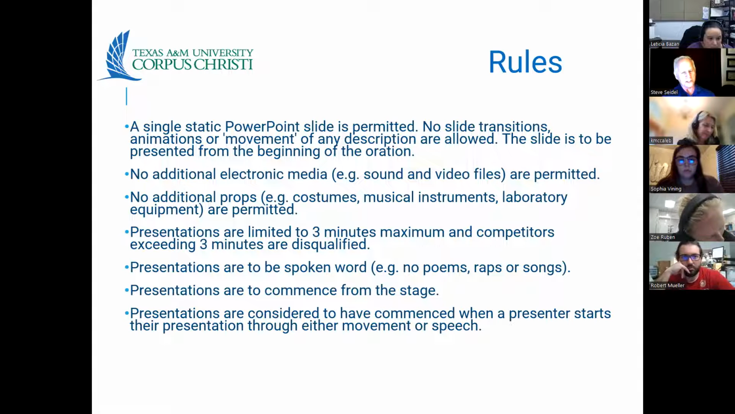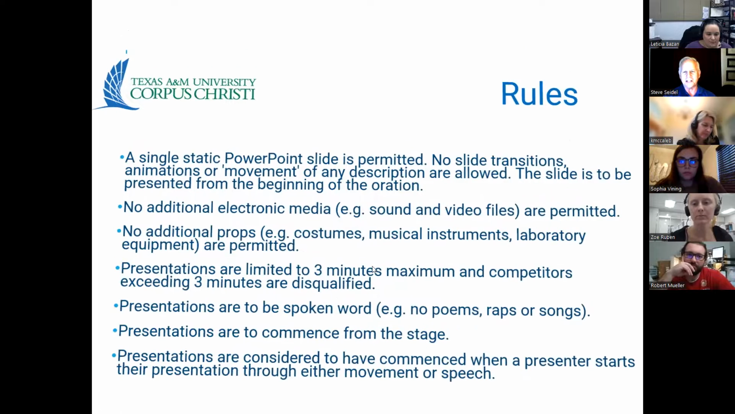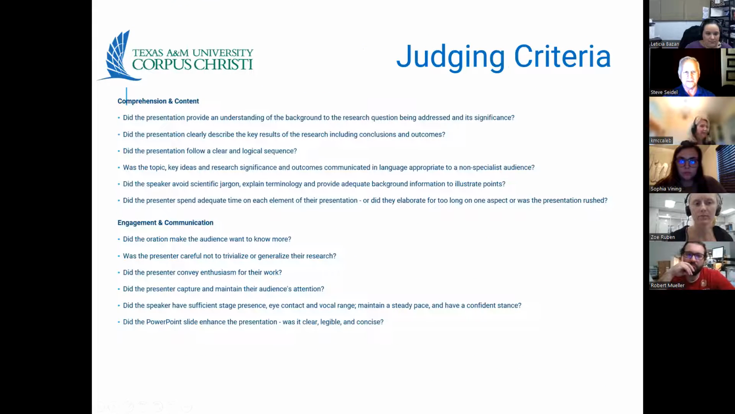You can gesture, okay? No middle fingers though, okay? But yeah, you can do those things. Non-verbals are okay, right? The presentations, of course, considered to commence once you start speaking, the timer begins. Okay, any questions about those? All right, I think, like I said, the more you watch, the more you get it, okay?